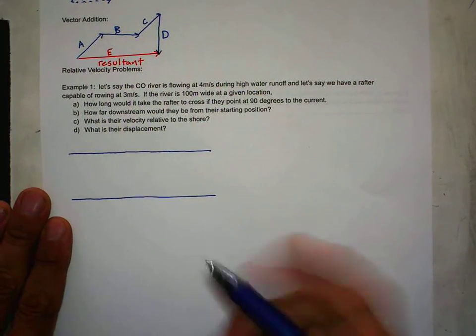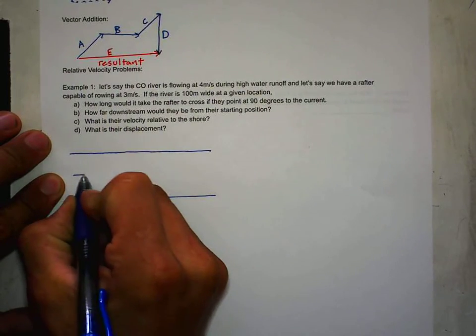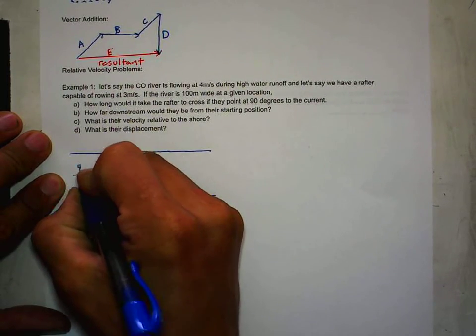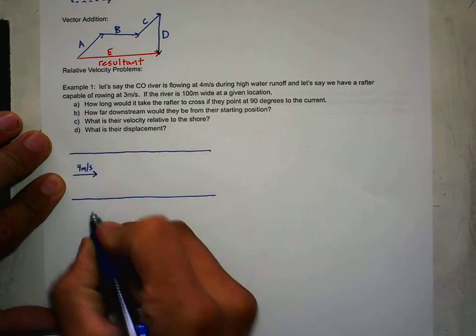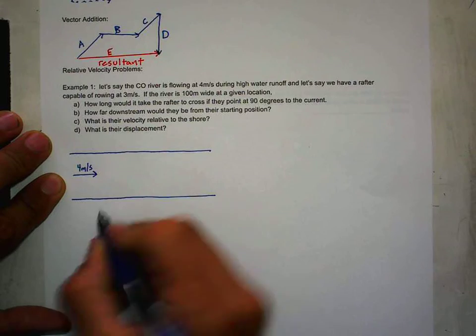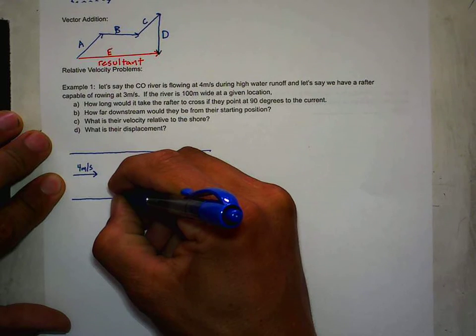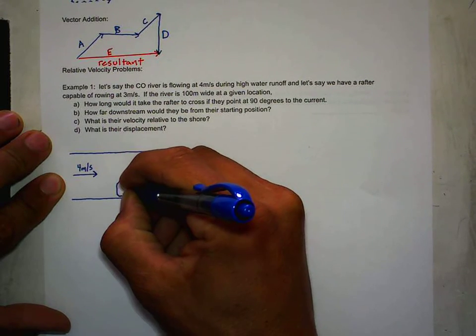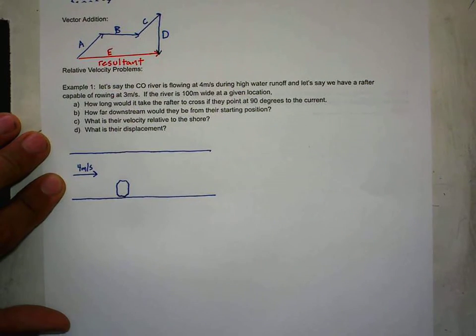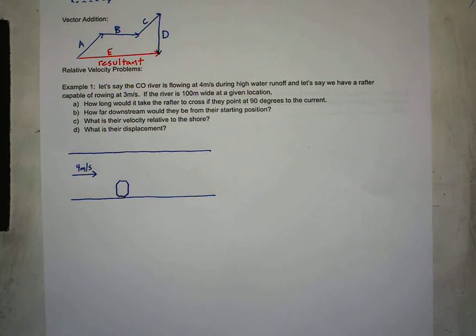So let's look at our diagram here. We've got a current flow of 4 meters per second. Okay, and we're going to put a raft on this river. And it is capable of going 3 meters per second, and that's in any direction. So we pretend it's flat water. The person could row 3 meters per second in any direction. Okay, now that is relative to the water. All right, that's how we would say that, 3 meters per second.